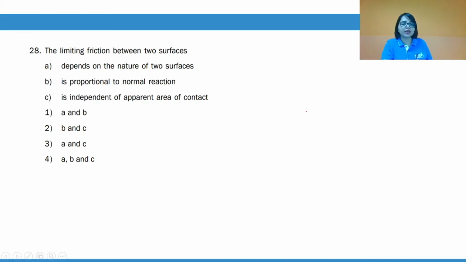Question number 28. The limiting friction between two surfaces depends on the nature of two surfaces. Yes, it depends on the roughness and nature of the two surfaces. Friction is directly proportional to normal reaction. Yes, and it is independent of apparent area of contact. Yes, friction is independent of apparent area of contact. So all of these three statements are correct. So correct answer is option 4, A, B and C.